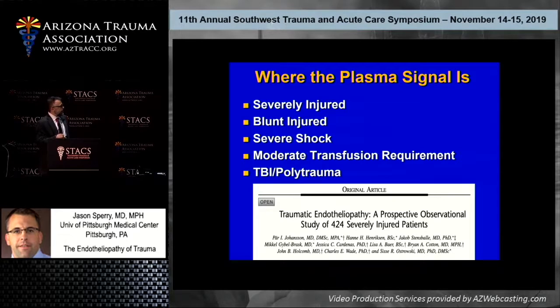as we speak. So where the plasma signal is, it's in the severely injured, it's in the blunt injured, severe shock, moderate transfusion requirement, the polytrauma patient. And I would suggest that its benefit, or why it has this signal, is this traumatic endotheliopathy, that it's beginning to protect the endothelium. If you compare them straight up, you don't see any signal, all patients that we have samples on. But if you start to look at 24 hours and you start to look at higher injury severity scores, which correlate with blood transfusion requirements and severity of shock, it starts to show a difference, and plasma is beneficial because of that.